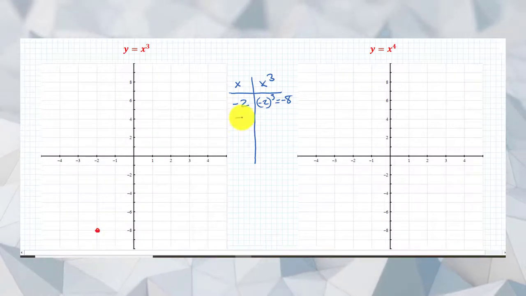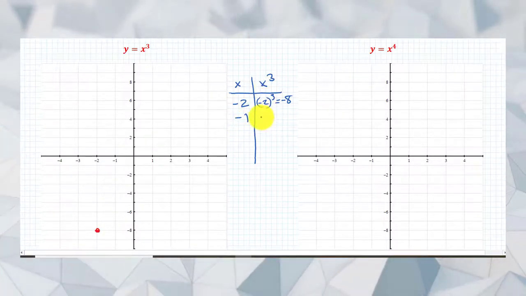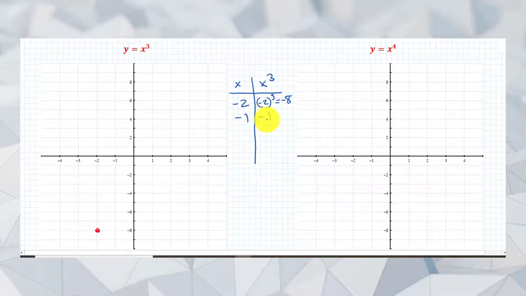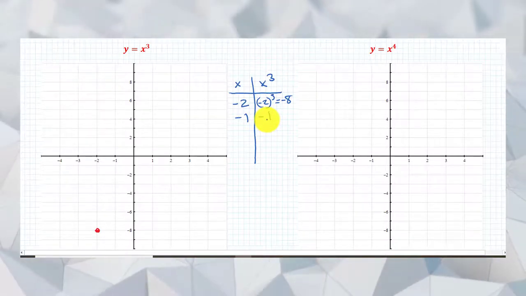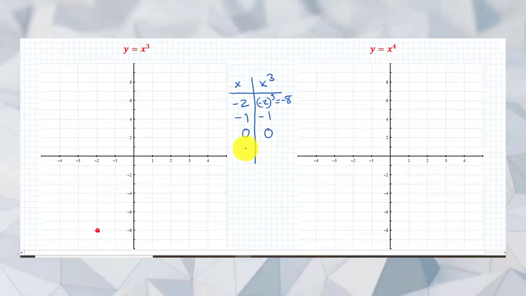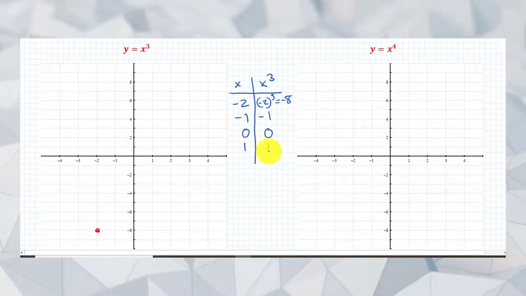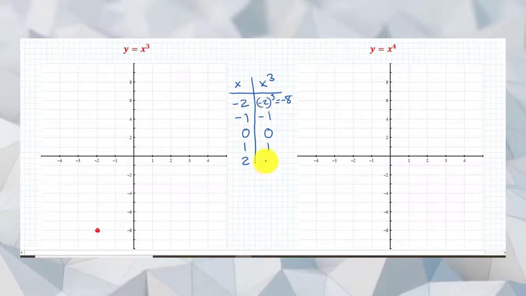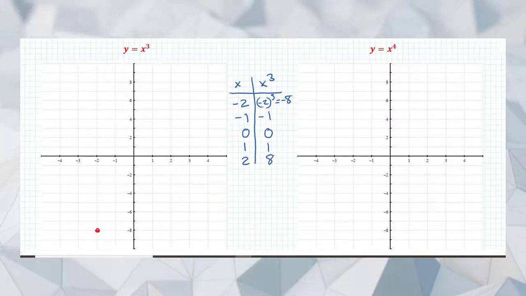Let's take x equals negative 1. Negative 1 cubed is negative 1, right? Negative 1 times negative 1 times negative 1 is negative 1. I'll plot it after. Now, if x is 0, 0 cubed is 0. If x is 1, 1 cubed is 1. And if x is 2, 2 cubed is 8. Let's plot all these points now.